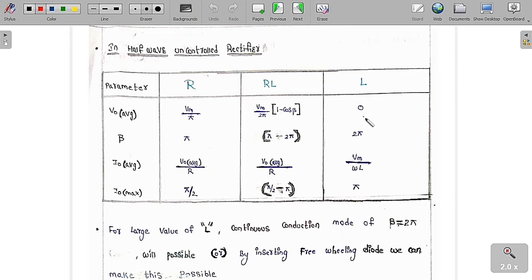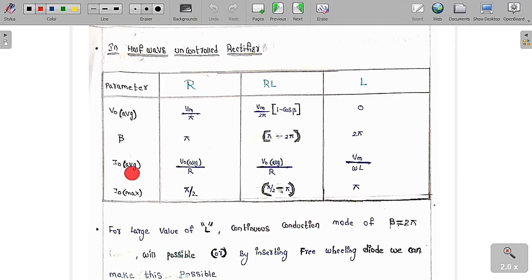Whereas for L load, the average value is 0. And for RL load, it is Vm by 2 pi into cos alpha minus cos beta. Here, cos alpha is nothing but cos 0, which is equal to 1. So therefore, Vm by 2 pi into 1 minus cos beta, where beta is the extinction angle. The extinction angle means the current becomes 0 at pi for R load, whereas for L load it is 2 pi, whereas for RL load, it is going to lie between these two, pi to 2 pi.